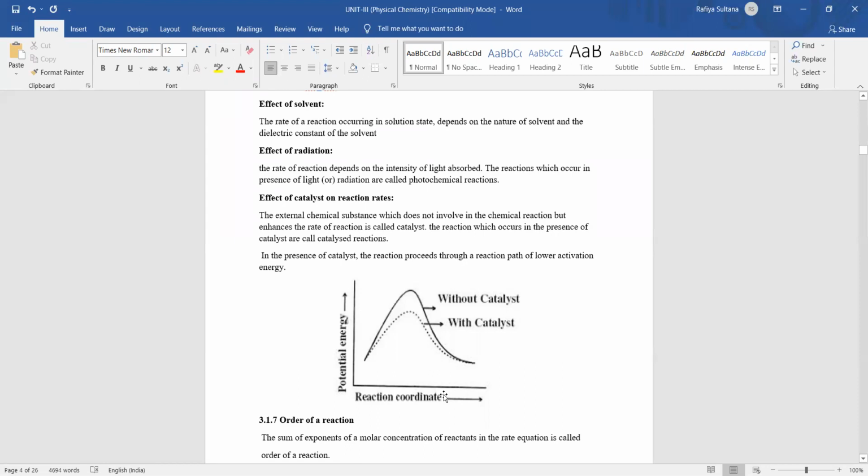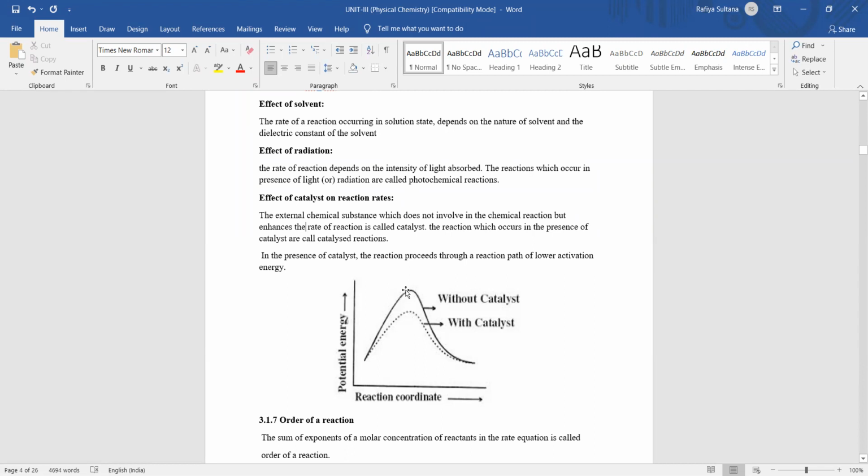See here, this is a graph. This curve indicates the reaction rate of a reaction in the presence of a catalyst, and the solid line indicates the rate of a reaction in the absence of a catalyst. So whenever a catalyst is used, the activation energy of the reactant molecules decreases. So many reactant molecules enter into the reaction, giving rise to products.